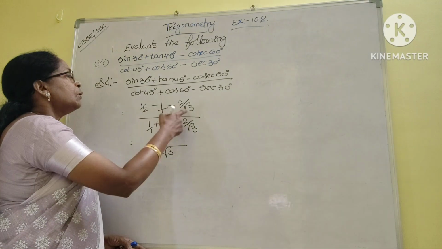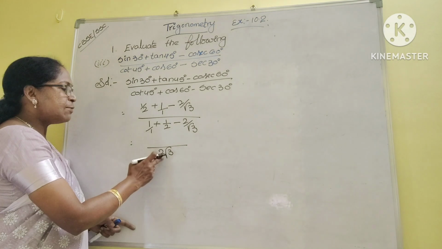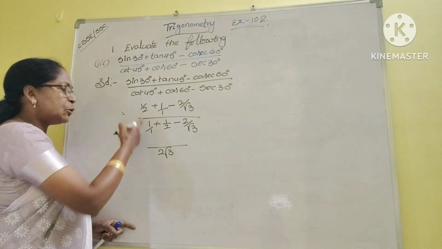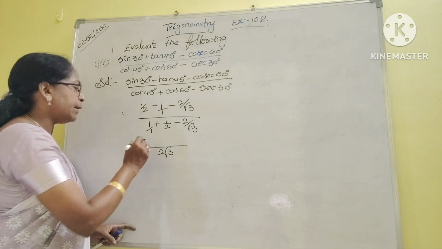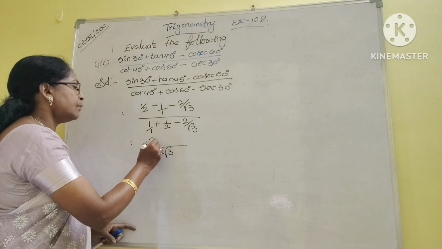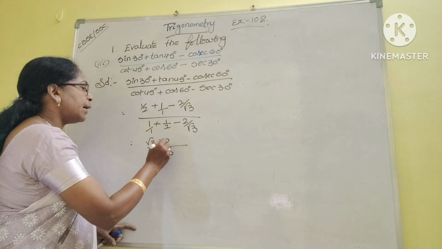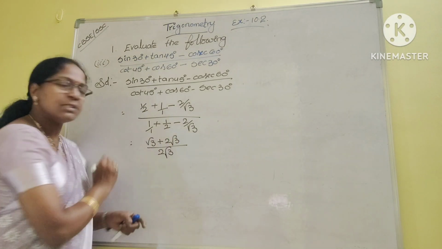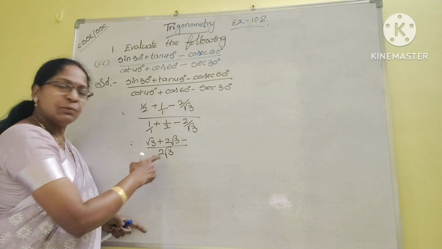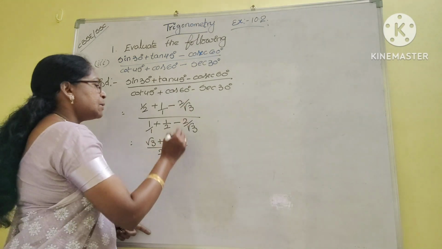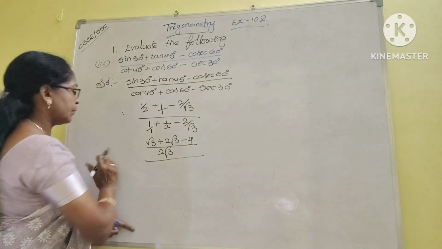So 2 root 3 is the LCM value. Now 2 is divisible in 2 root 3 how many times? 2 and 2 will cancel, root 3 times. 1 into root 3 is root 3. Plus, here 1 is 2 root 3 times, so 1 into 2 root 3 is 2 root 3. Minus, root 3 is divisible in 2 root 3 how many times? 2 times. 2 twos are 4. Divided by.